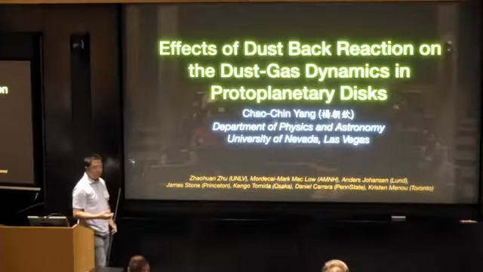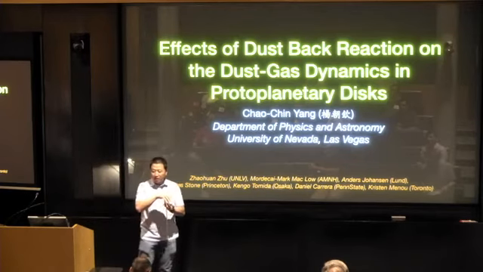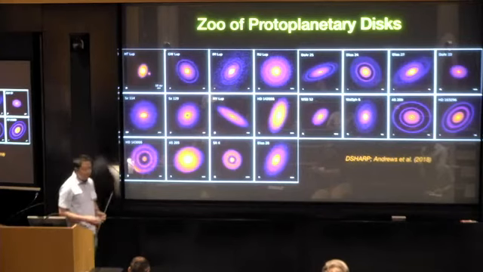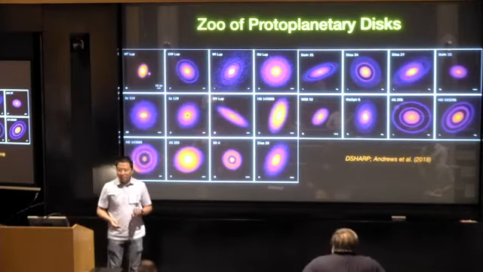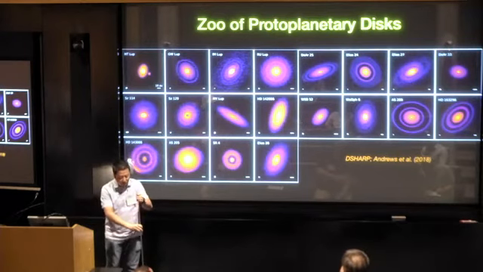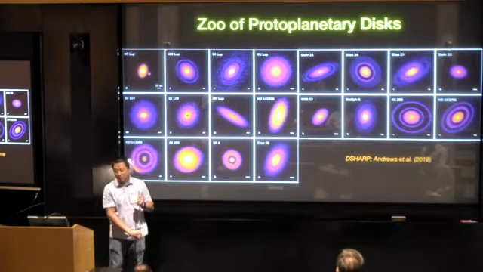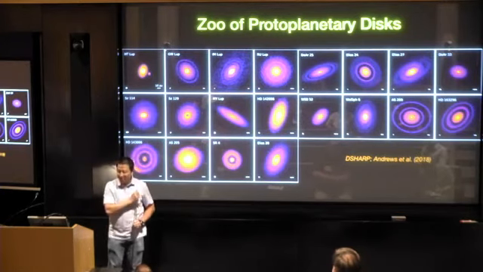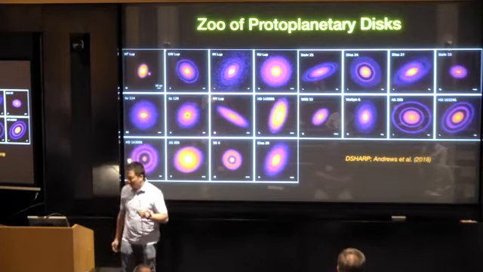I want to summarize what I've learned about dust back reactions over the years. I think by now everybody should agree that we have a lot of disks with substructures, but the important thing is that many of them are axisymmetric. And I want to concur with Jeremy yesterday: there are many other possibilities than planets that can drive axisymmetric structure.